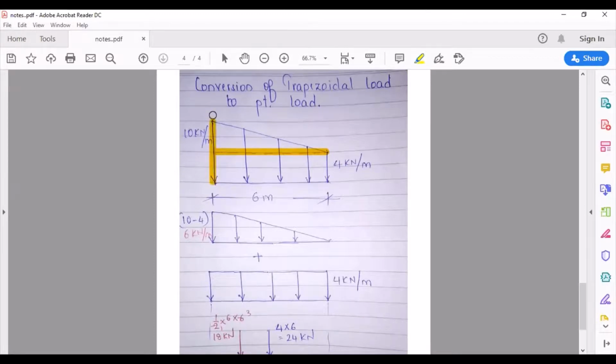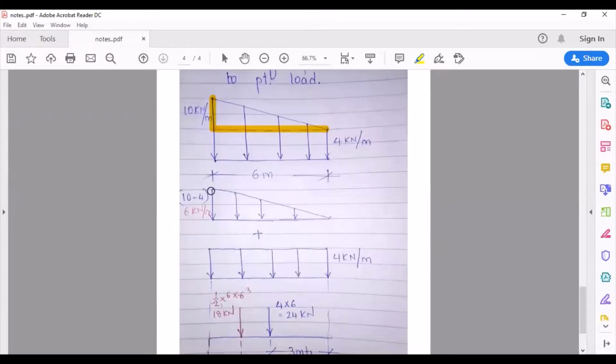But I require only the length of the triangle, the length which actually supports the triangle, and that is only up to here. So I want only this length. How do I get it? Total is 10 kilonewton per meter, and the base is 4 kilonewton per meter. I'll deduct this 4 and get 6 kilonewton per meter. So basically I have a UVL of intensity 6 kilonewton per meter, which is spread over a span of 6 meters.